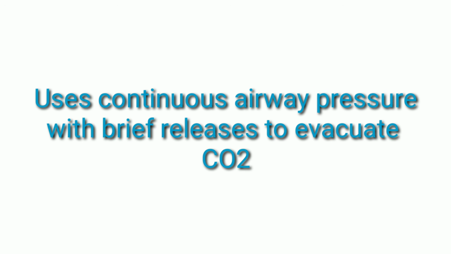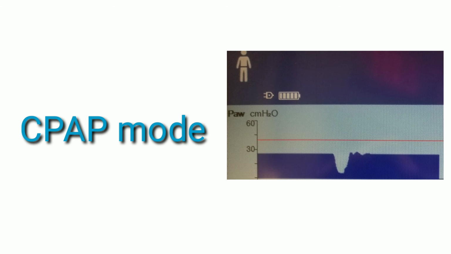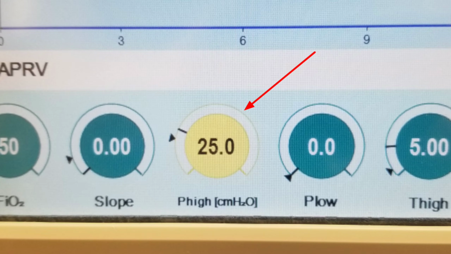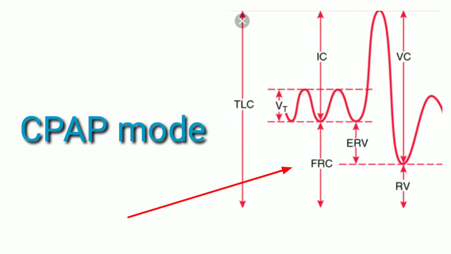APRV uses continuous airway pressure with brief releases to evacuate CO2, often termed bulk ventilation. So in this mode, if you look at the pressure time waveform, it looks like CPAP. And what's the purpose of this CPAP, which in this mode is called a P high? It's basically to recover that patient's ideal functional residual capacity, right?